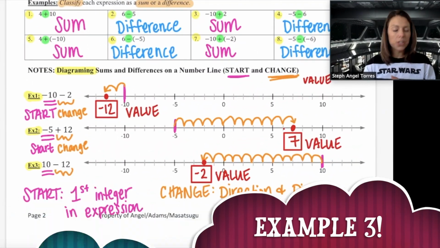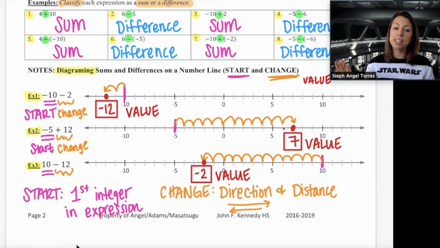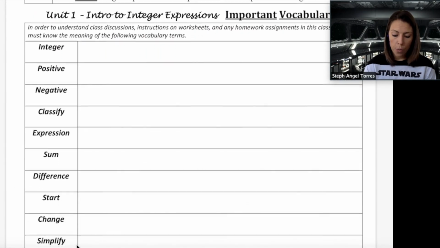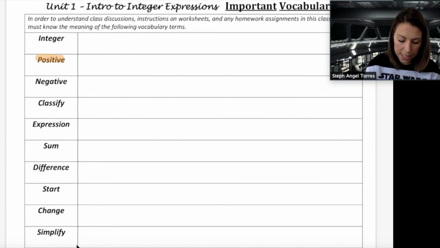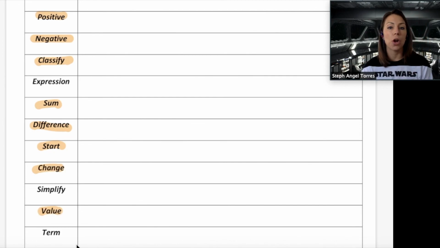So that's called diagramming. Again, you have to show where you started, the direction that you're going and how far, in other words the change, and where you end up. What's the value of this expression? So here we go. Going through this list, we definitely covered positive and negative, classify, sum and difference, start, change, and value. So when you have time on your own, if you want to go in and add some definitions, it just might help you remember them a little bit easier.